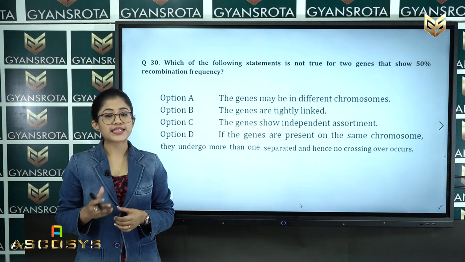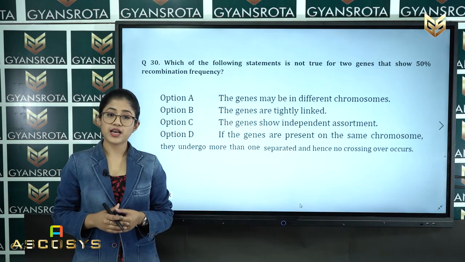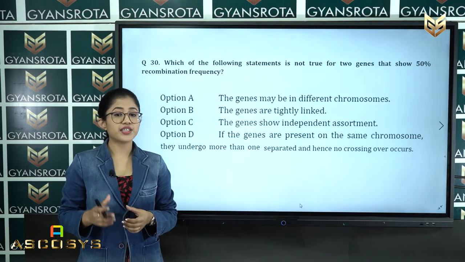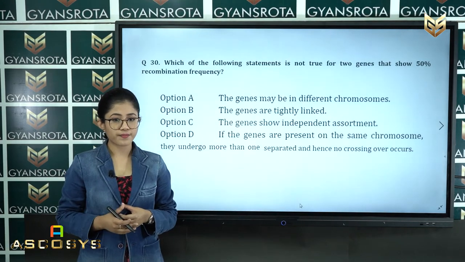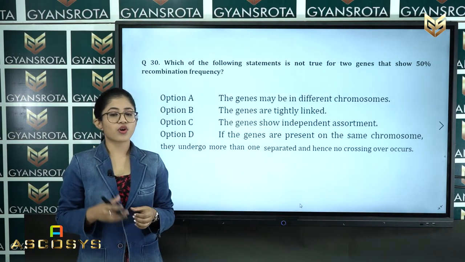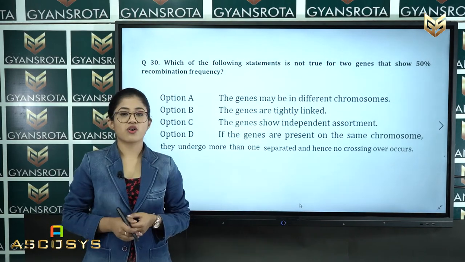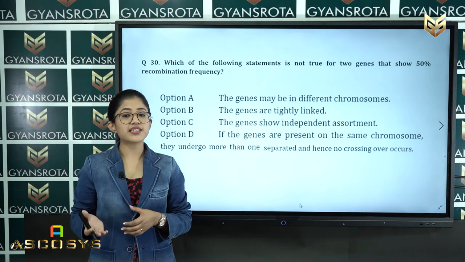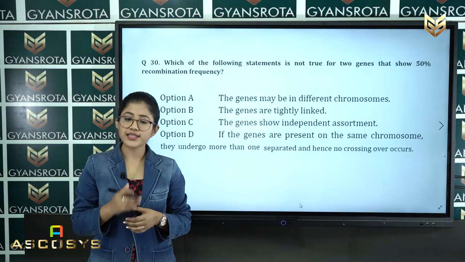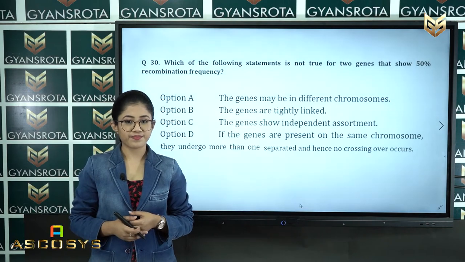Which of the following statement is not true for two genes that show 50% recombination frequency? Option number A, the genes may be in different chromosomes. Option number B, the genes are tightly linked. Option number C, the genes show independent assortment. Option number D, if the genes are present on the same chromosomes, they undergo more than one separated and hence no crossing over take place.